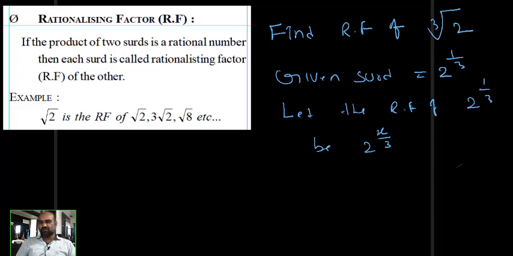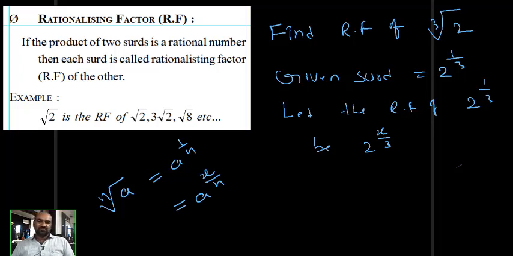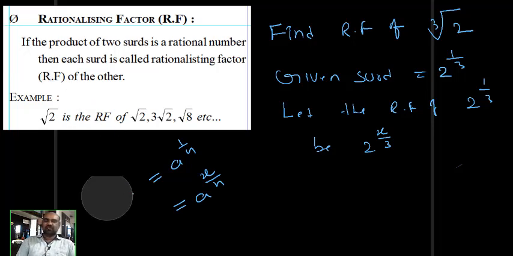I will show you. For example, somebody will ask, find the RF of the nth root of a. Actually, nth root of a means a power 1 by n. Your RF should have the form a power x by n only. Find such an x value. Okay, that I will explain here.